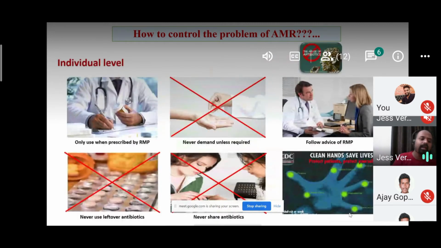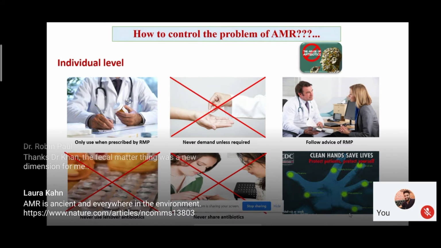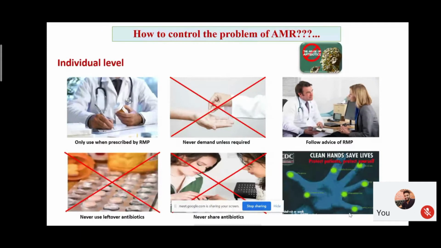At the individual level, what I feel is that hygiene, safe water, sanitation and hygiene is the prominent solution to control the problem of AMR and to control the abusive use of antibiotics. We have to use antibiotics when prescribed by a registered practitioner, and never demand them. Some people tend to demand antibiotics from their practitioner even when they may not be in need of them.